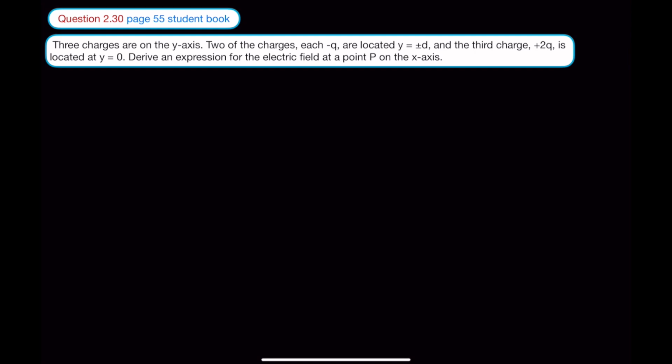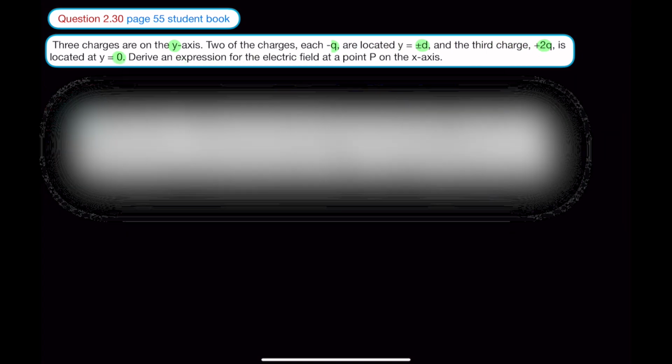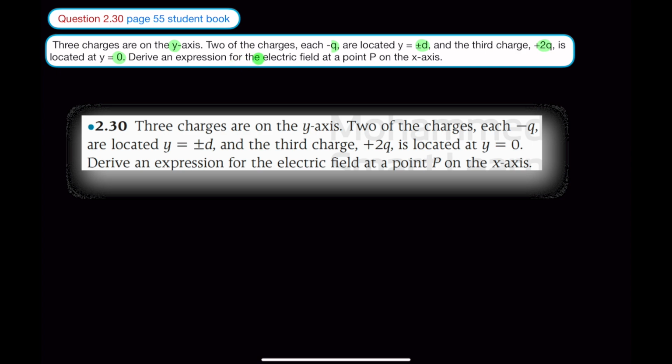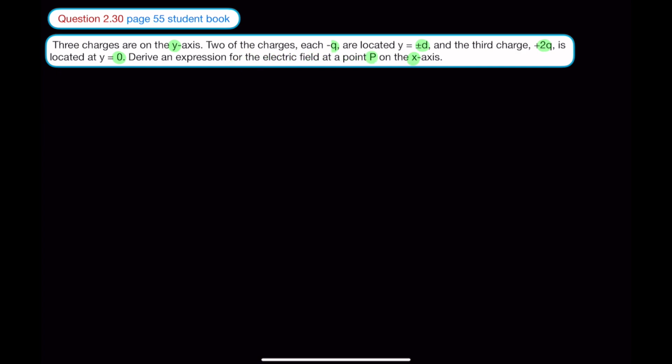Hello, question 2.3, page 55. Three charges are on the y-axis. Two of the charges, each negative q, are located at y equals plus and minus d, and the third charge, positive 2q, is located at y equals 0. Derive an expression for the electric field at point P on the x-axis.